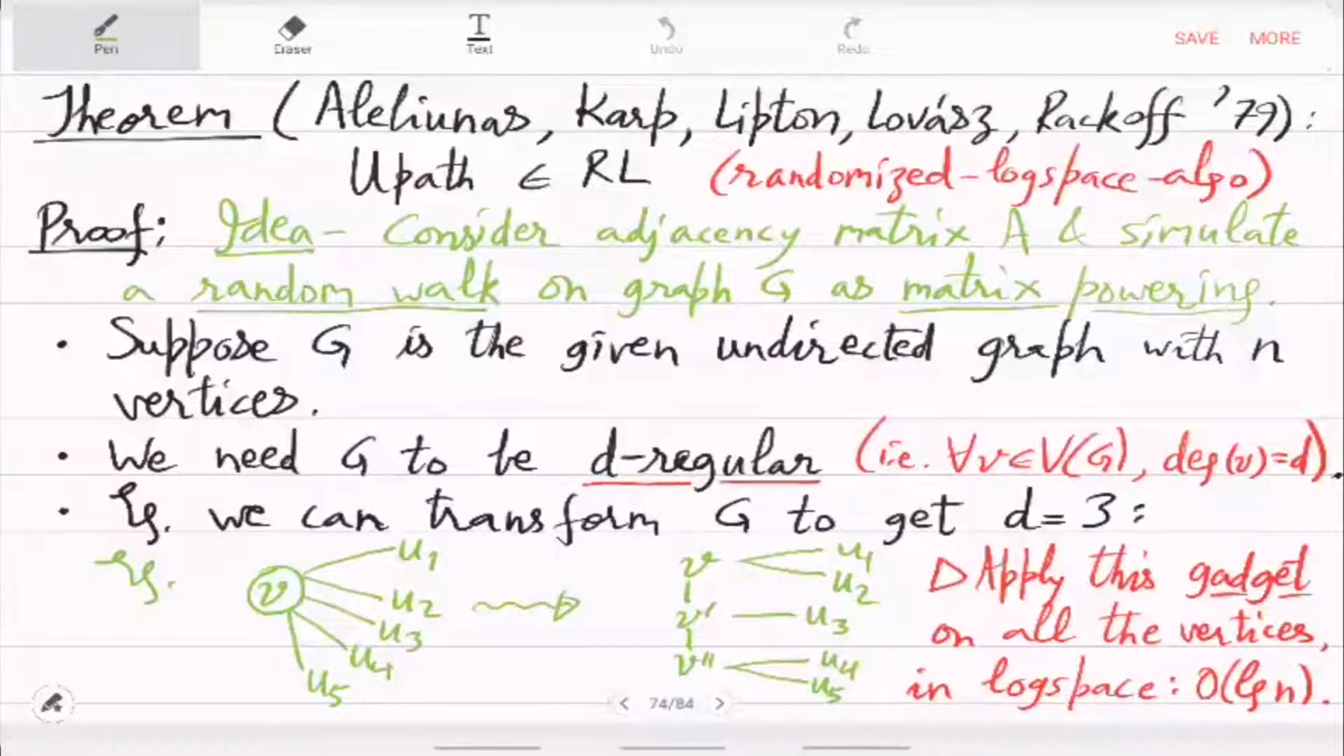you are given an undirected graph on the input tape and vertices S and T, and you have a very small work tape, logarithmic space. You have to decide whether there is a path from S to T. So basically you have to solve this problem using random bits in logarithmic space.